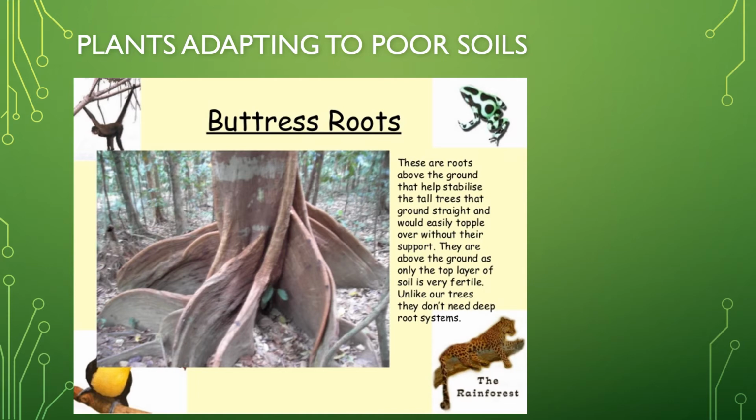However, they do need big roots because the trees have to grow very tall to get to the sunlight. So this is the adaptation. They're called buttress roots. Okay, so they're above the ground. And you'll notice that they act almost like a foundation to stabilize the tree. So they're very big roots, but they're above ground.